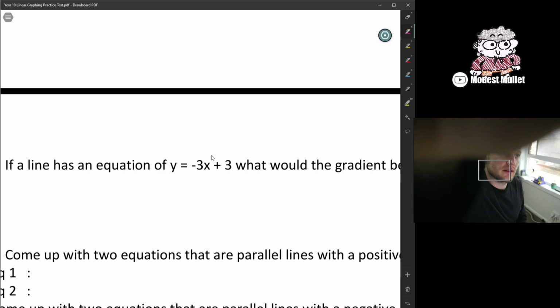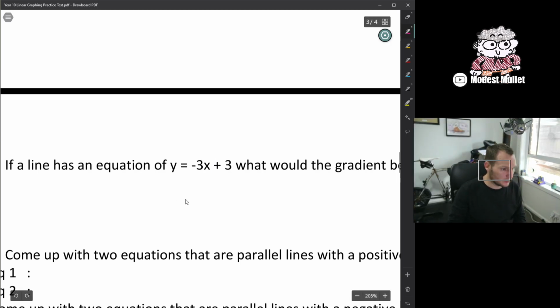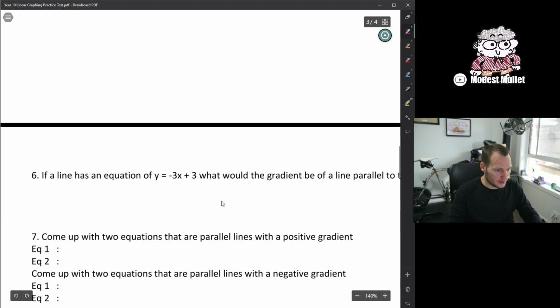Check how this is going. Hopefully that little box disappears. Let's zoom back out. Okay.